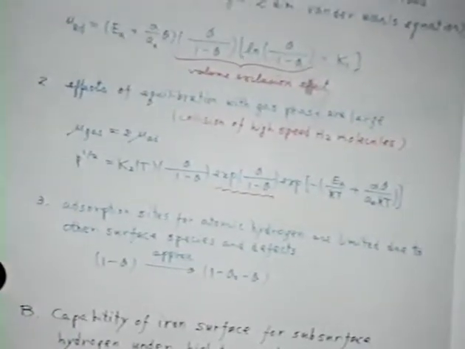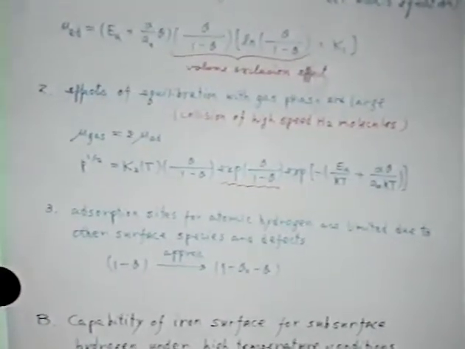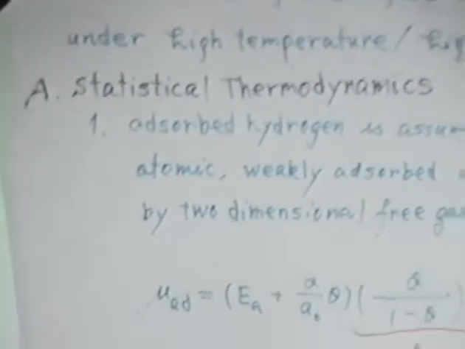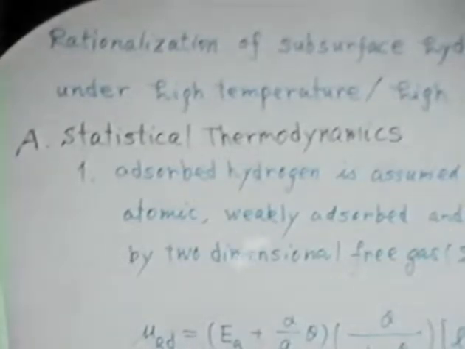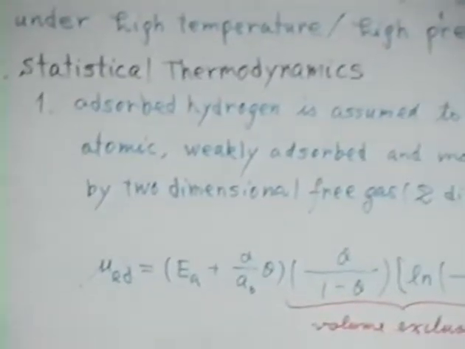Now, we have to rationalize. At high temperature, we have almost no adsorbed hydrogen, but we have some hydrogen under the surface. This is my proposal. To rationalize such a state, we have two aspects. At first, we have to consider the state of hydrogen. The state of hydrogen can be assumed to be atomic, weakly adsorbed, and mobile, described by the two-dimensional van der Waals equation.